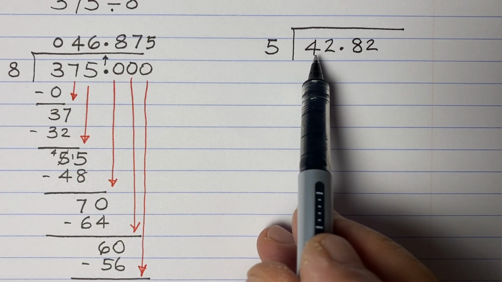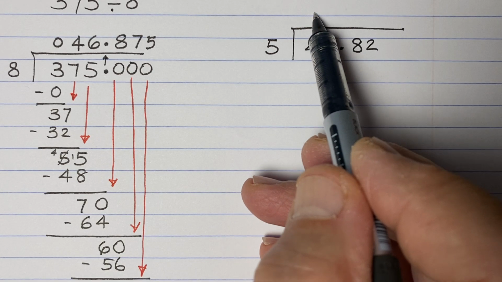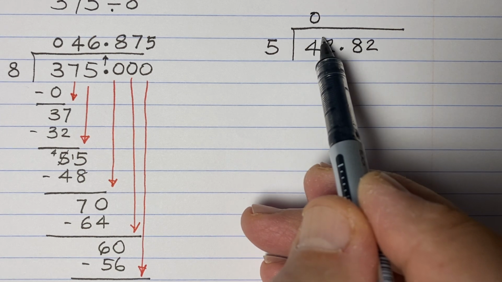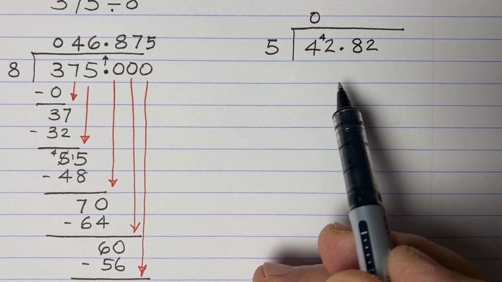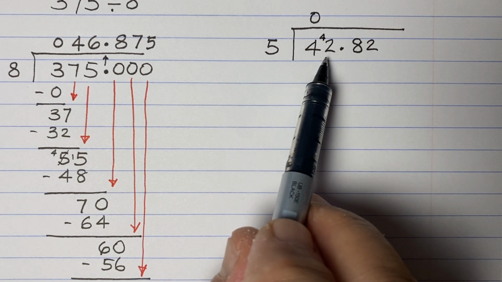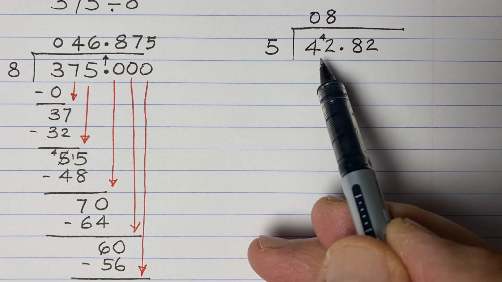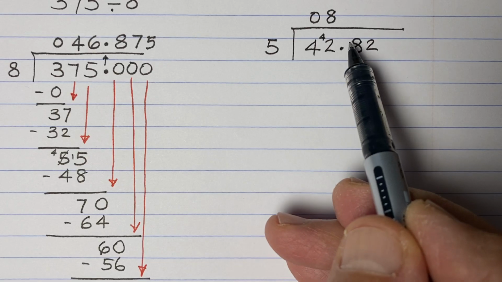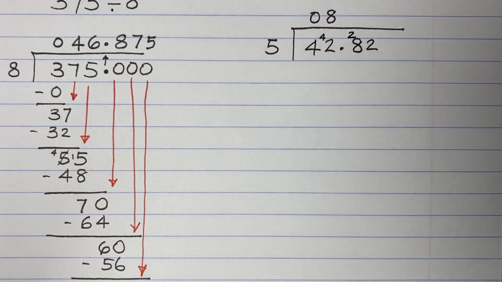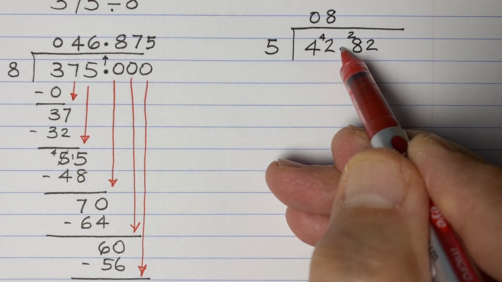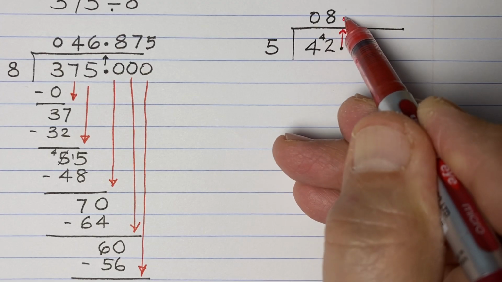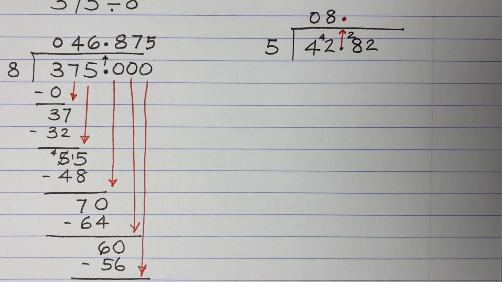5 into 4 does not go. So the 4 moves here. 5 into 42 goes 8 times. 8 times 5, 40, 2 left. So the 2 must go here. But the moment you reach the point, you must put a point in your answer.